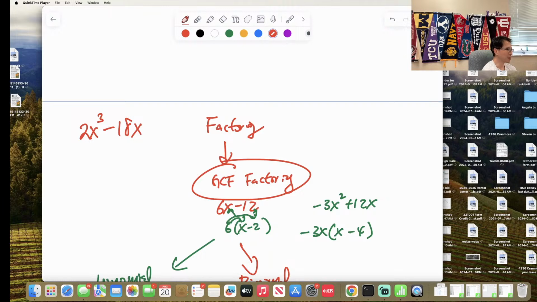What's that first step I'm saying? Somebody say it: GCF factoring. But after that, it's not done yet. You can factor more. How many of you finished? Very good.